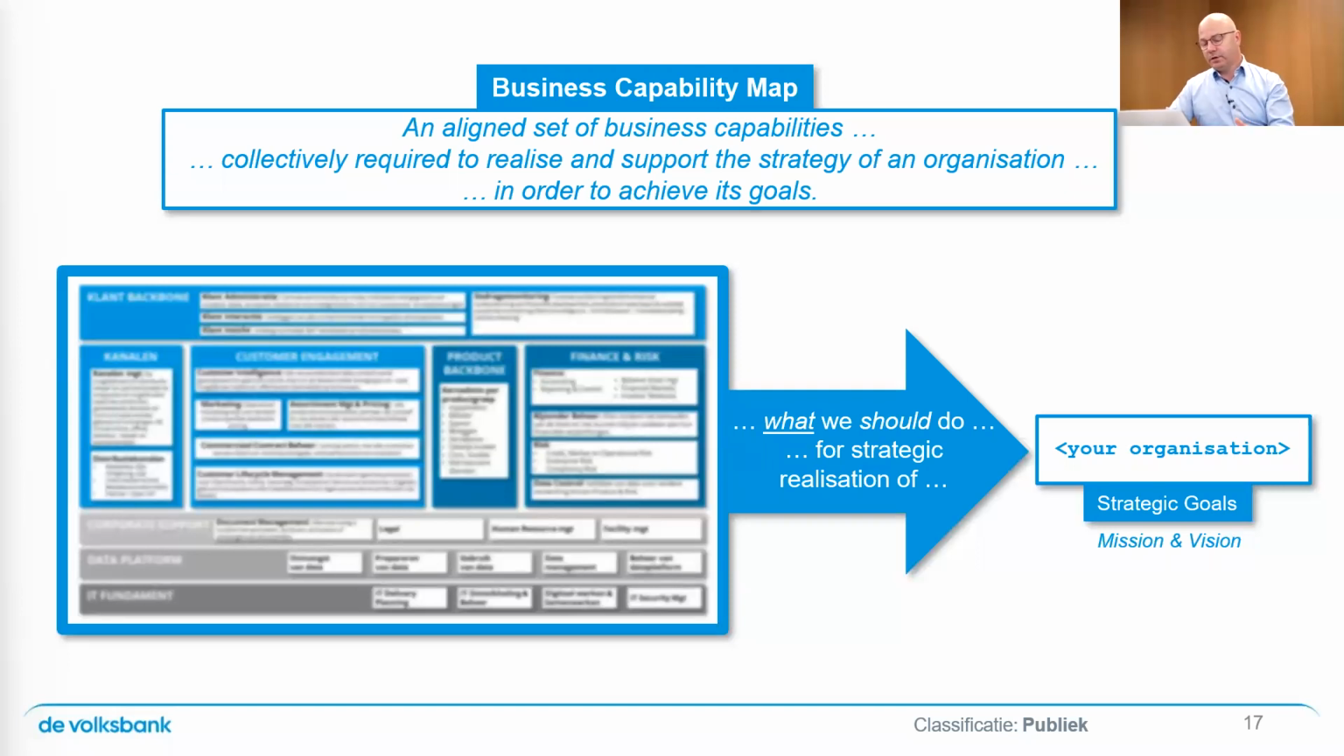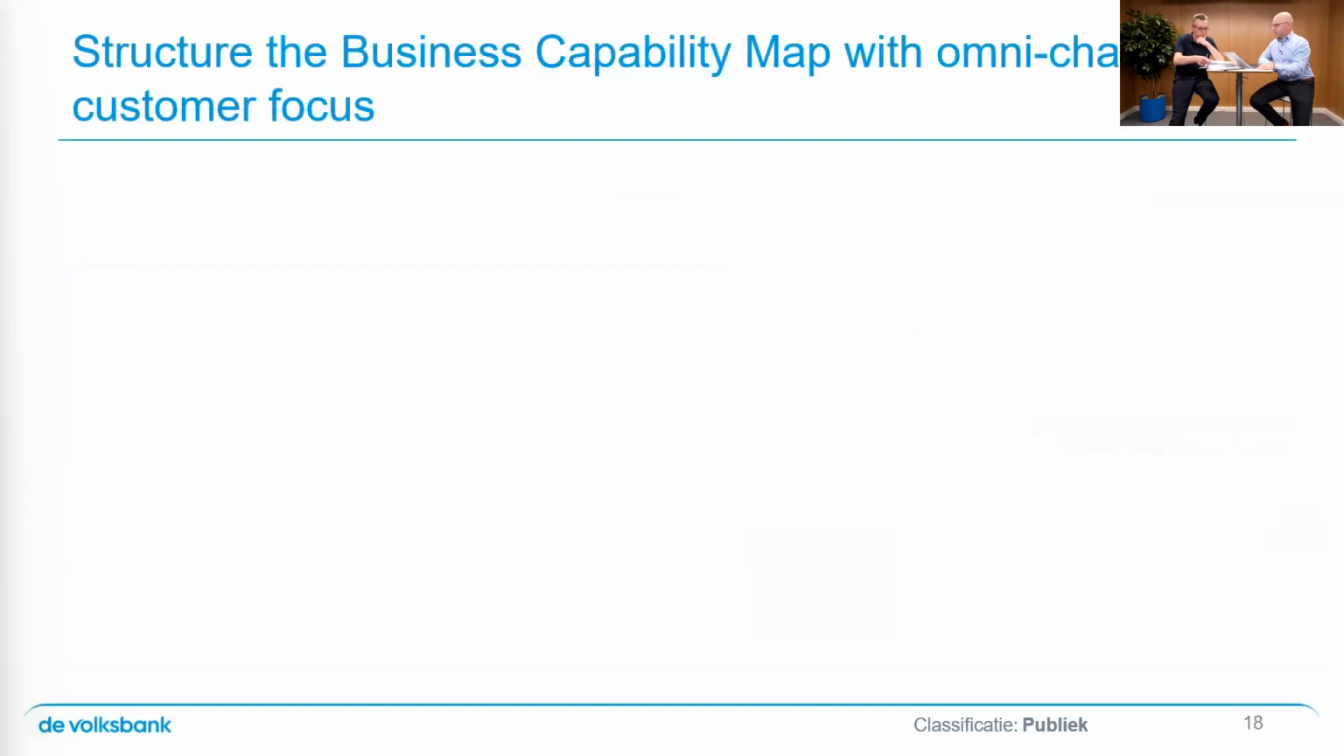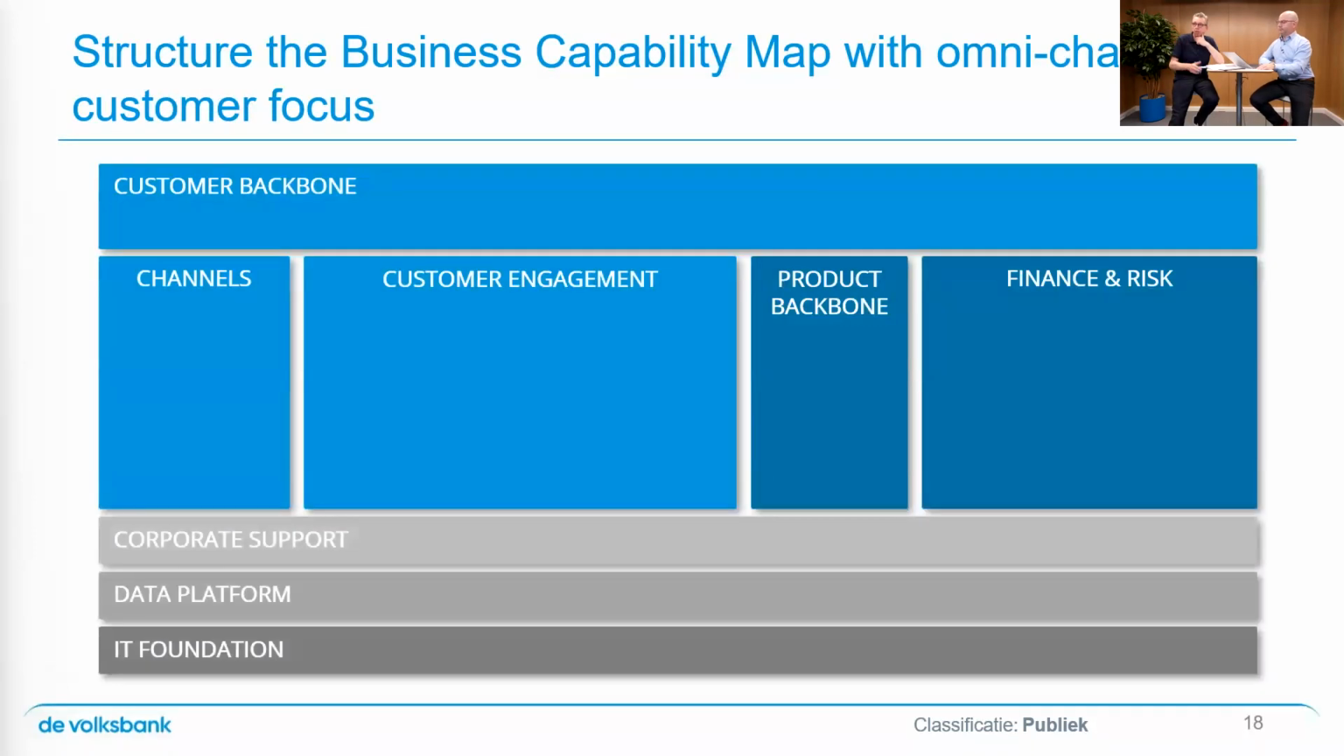When we started using the business capability mapping as an approach, or as part of our approach, we said we need the map structure to tell a certain story. And that's what we'll deal with next. Okay, good. We have this structure.